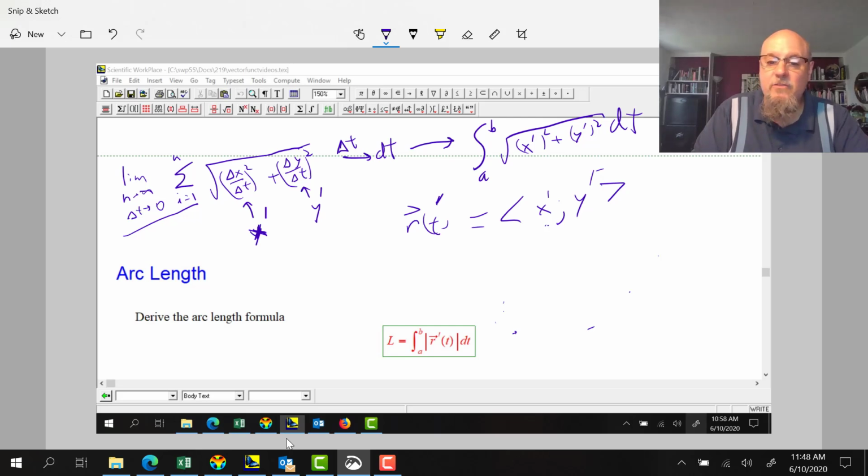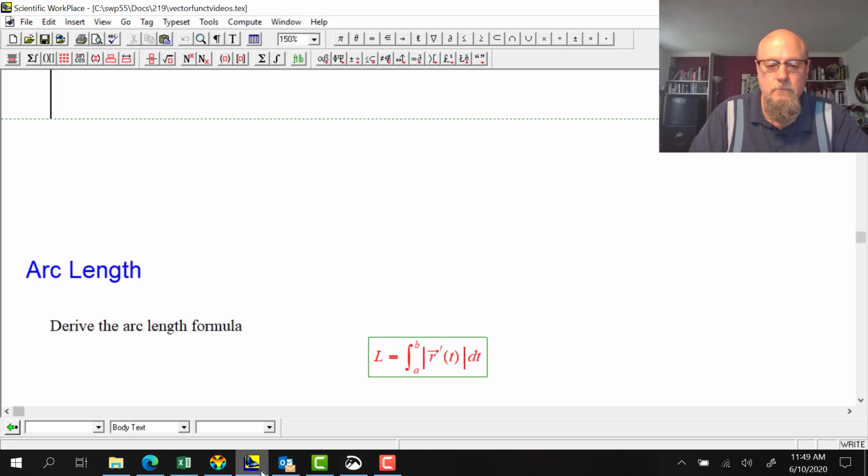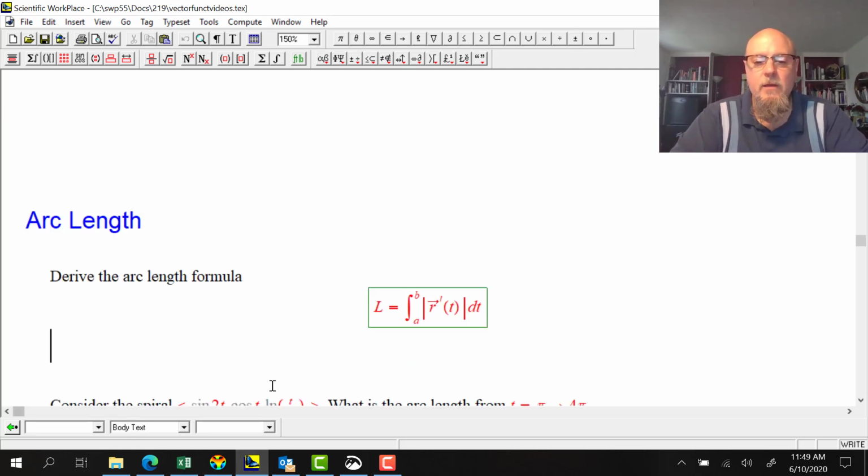If I wanted the magnitude of that tangent vector, the magnitude of any vector would be the square root of first component squared plus second component squared plus third component squared if I'm in 3D. Now I've got that. It says derive the arc length. We did that. The arc length from t equal a to t equal b, starting time and ending time, is the integral of the magnitude of the tangent vector. That's the formula that we made. So, derive the arc length formula, done.